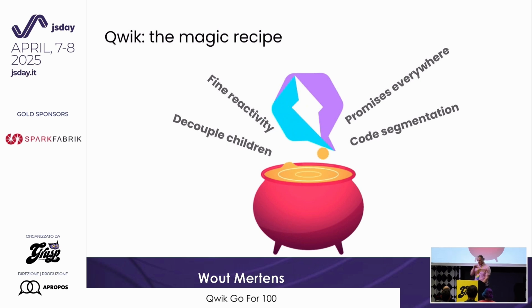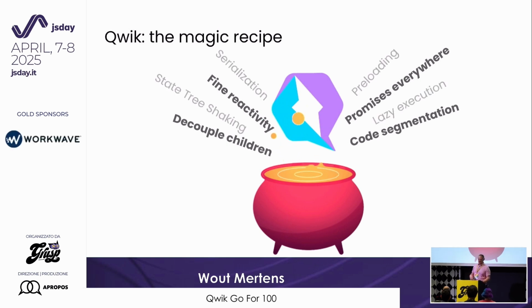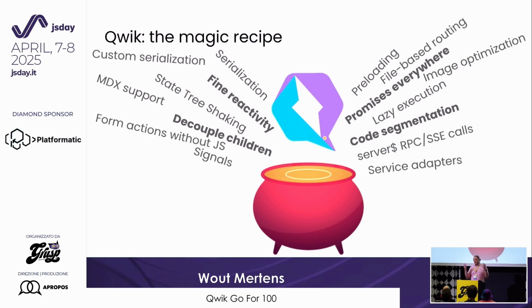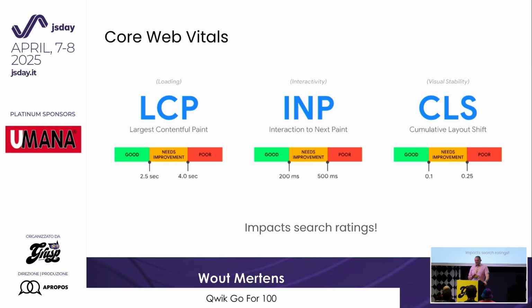And as you can see, those are the pillars, but there are other things in there. You have the serialization, the preloading, lazy execution. And in fact, there's a whole bunch more things in Qwik, right? So that brings me to the next part of the presentation. I said Qwik Go For 100.